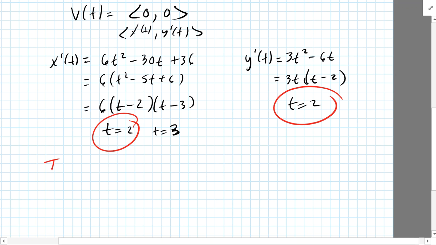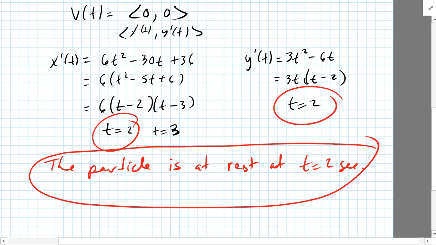And you would write the particle is at rest at t equals 2 seconds. That was easy.